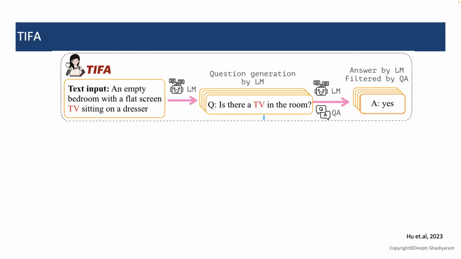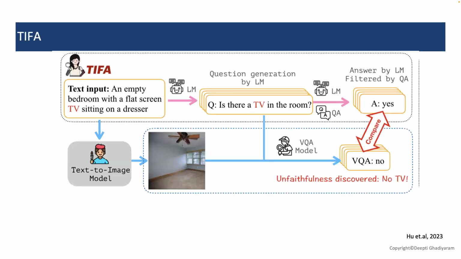Now, the same text input is provided to a text-to-image model, and an image is generated. This particular image and the questions generated by the LM are provided as input to a VQA model, and the task for the VQA model is to generate answers to the questions based on the information in the image. And any mismatches are counted as the image not being faithful to the prompt.